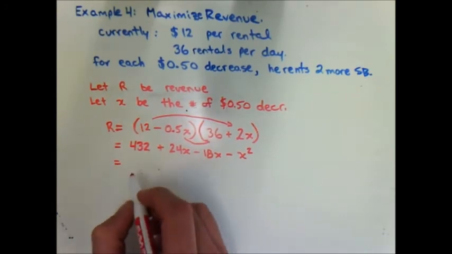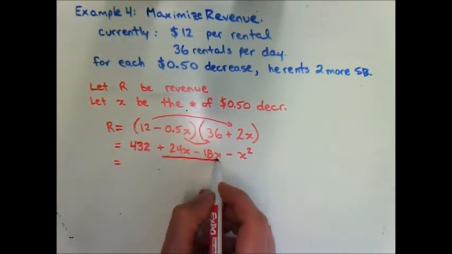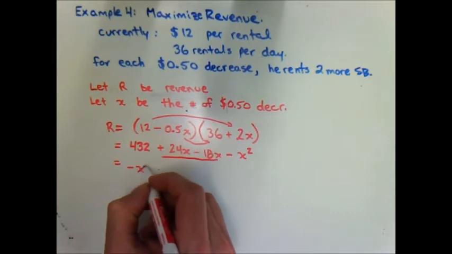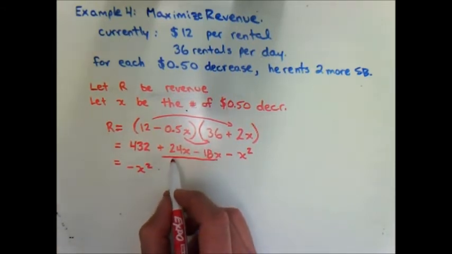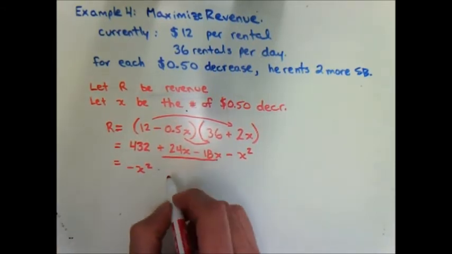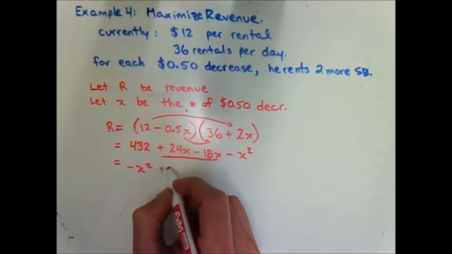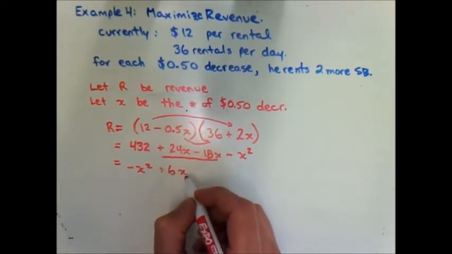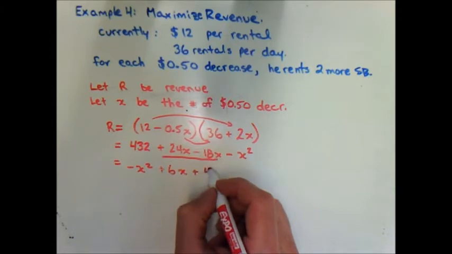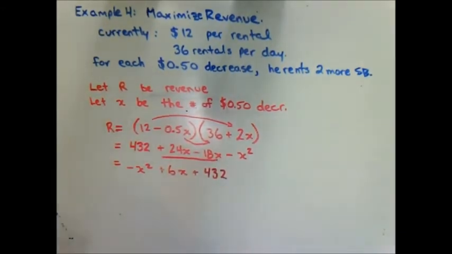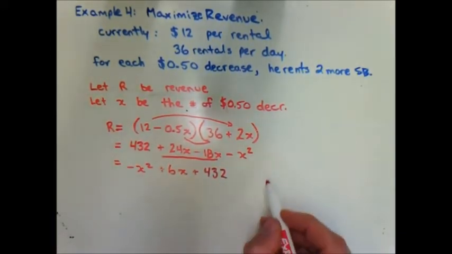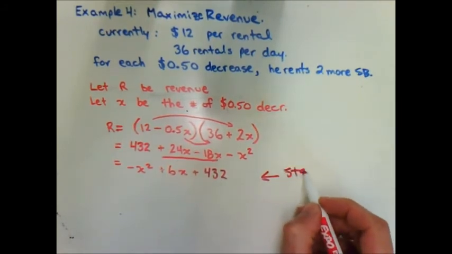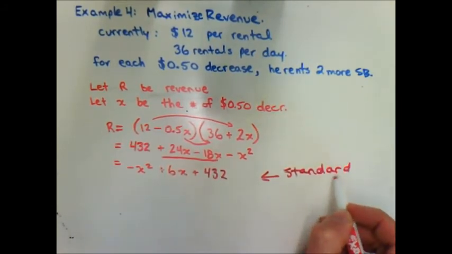At this point, you want to rearrange it and group your middle terms. So we have negative x squared, and then in the middle we have plus 24x minus 18x, which is plus 6x, and at the end we have plus 432. So here's our equation. It's in standard form.